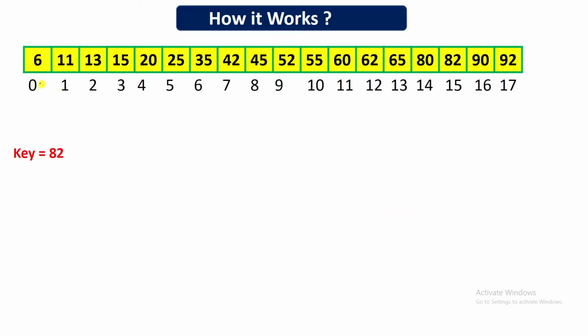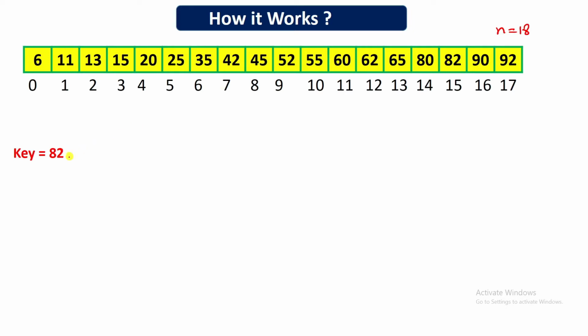Let's say you are given this array which has a total of 18 elements. So the array size is 18, indexes 0 to 17, and you have to search for 82. In this sorted array, is 82 present? Yes, 82 is here, right? So that means your answer should be that 82 is present. Now let's see how binary search will be applied.